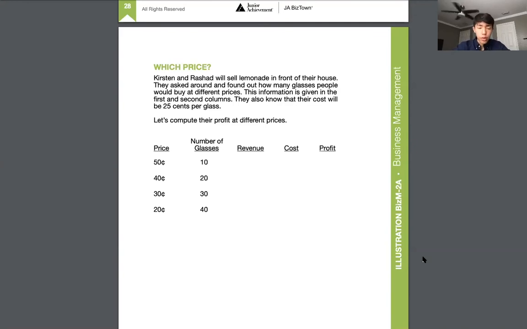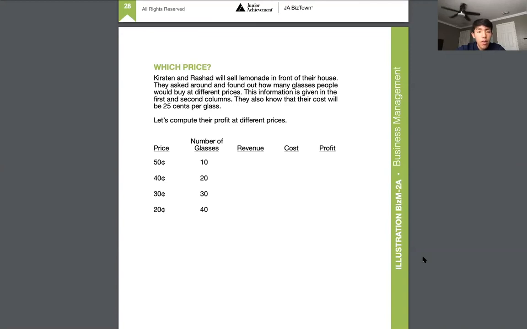So now that we have our total revenue and our total cost, we can calculate our profits with basic subtraction. For the 50-cent price point, our total revenue is $5, our total cost is $2.50, and our profit is $2.50. At the 40-cent price point, our total revenue is $8, our total cost is $5, and so our total profit is $3. At the 30-cent price point, our total revenue is $9, our total cost is $7.50, and so our total profit is $1.50. At the 20-cent price point, our total revenue is $8, our total cost is $10, and so our profit is actually a loss. 8 minus 10 gives us -2.